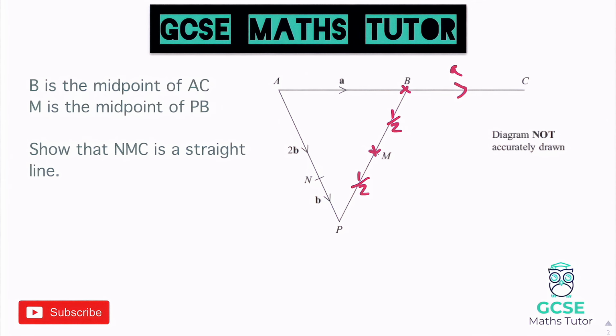And just also taking note of that line there, BP, you can see doesn't have any vectors on. Every other line has a vector on, but B to P or P to B, whichever way we look at it, has no vector on it. So that line there is going to be one that we're going to have to find how to move up and down. It says show that NMC is a straight line.